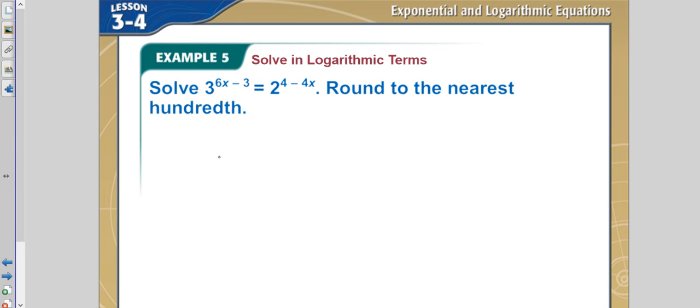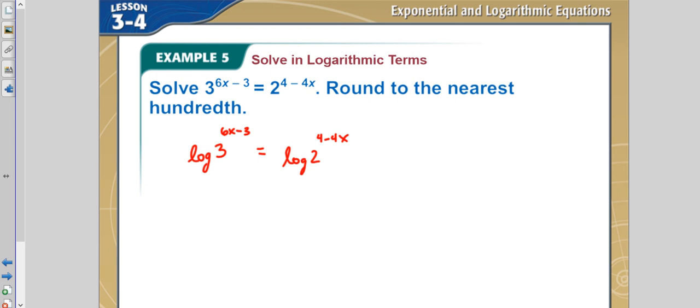So we can take here a common log of both sides, and I could say log of 3 to the power of 6x minus 3 equals log of 2 to the power of 4 minus 4x. Now I'm doing it this way because I do not have a common base here. So I can't just set the powers equal to each other and solve.